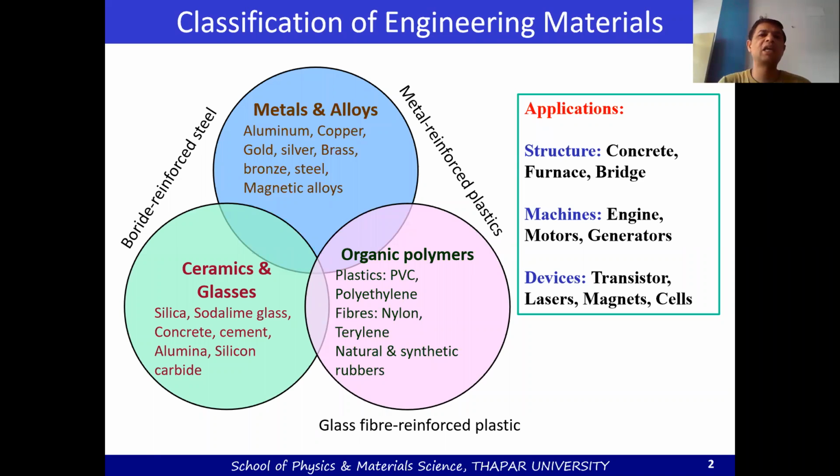So the first category or first class of the engineering materials is the one where you have the solid, which is either an elemental metal, that is a single component, or a mixture of metals homogeneously, which is an alloy. A couple of examples: metals like aluminium, copper, gold, silver, brass, or mixtures of metals like bronze, steel, or magnetic alloys.